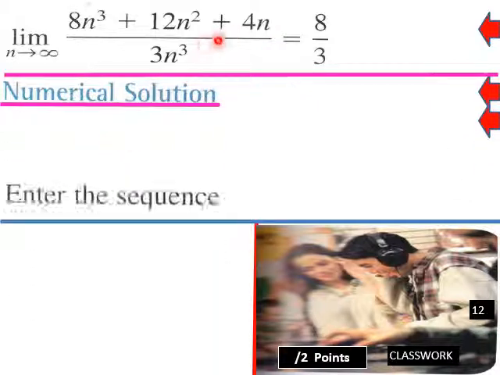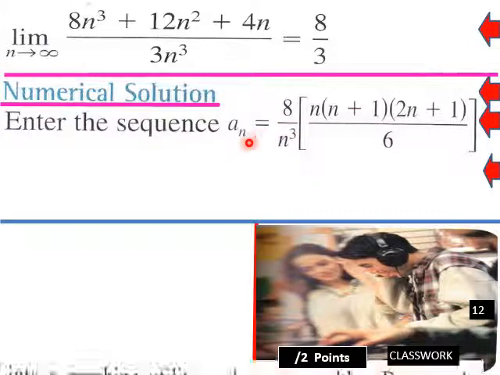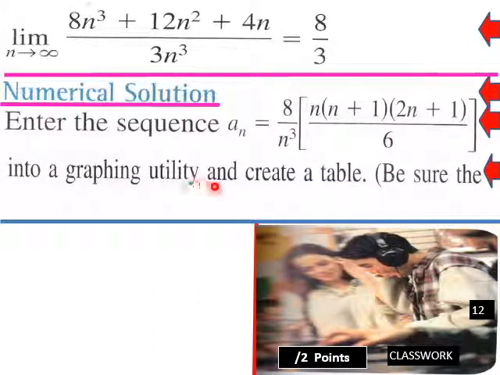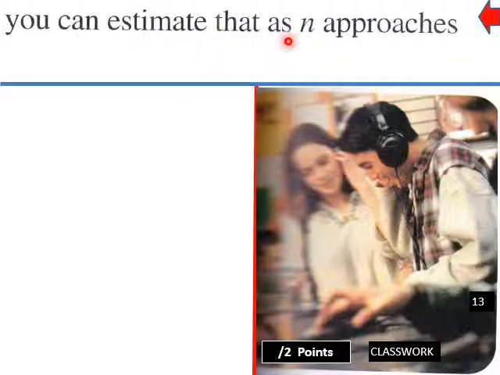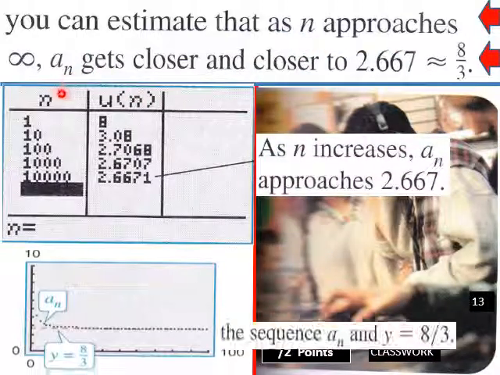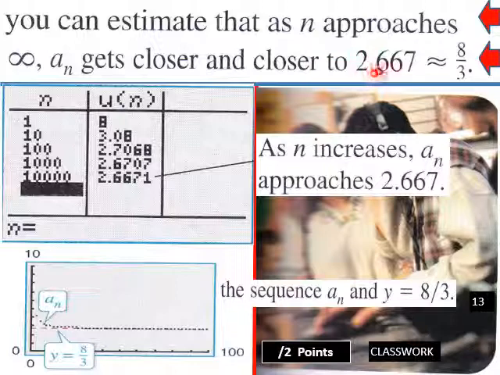For a numerical solution, enter this sequence into a graphing calculator and create a table. Be sure the graphing calculator is set to sequence mode. Now, if you have that set to sequence mode, you can estimate that as n approaches infinity, a sub n gets closer and closer to 2.667, or 8 over 3. So here's your 2.667, and here is your graph of that. This would be your horizontal asymptote, 8 over 3, so that would confirm what's in the table.